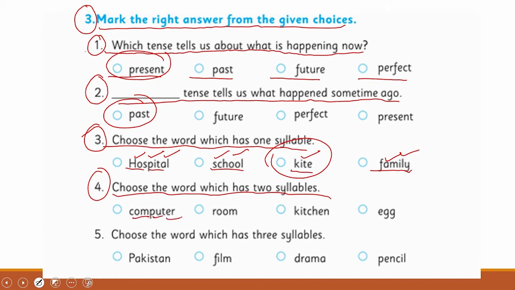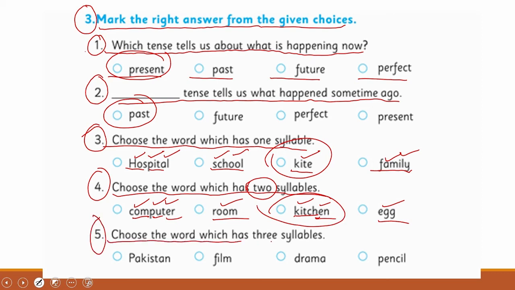Computer, room, kitchen, egg. Two syllables: kitchen. Number 5. Choose the word which has three syllables. Pakistan, film, drama, pencil. Three syllables is Pakistan.